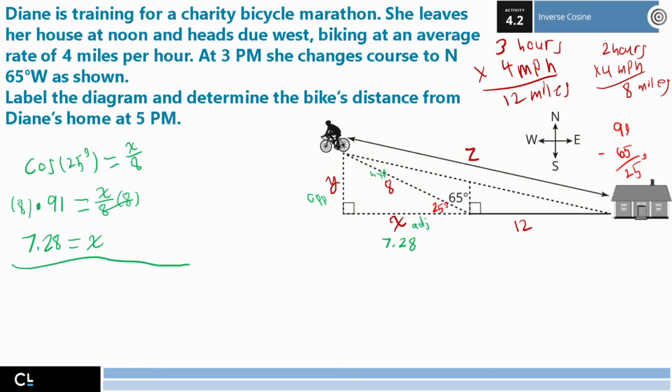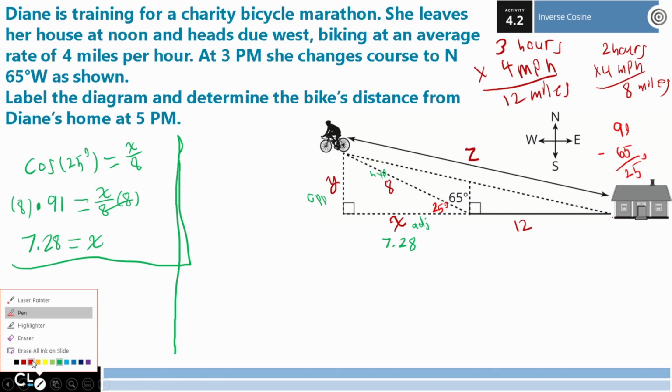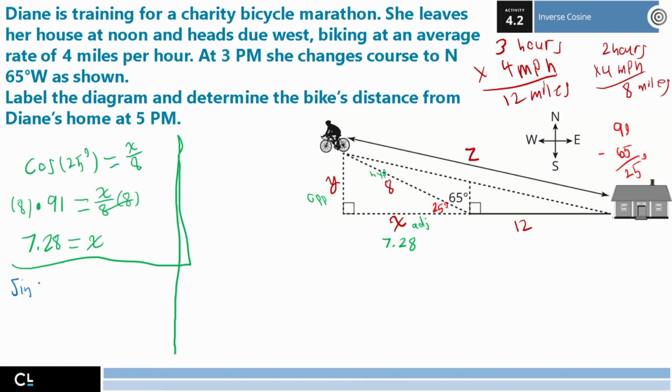Now let's find my next value. My next value is going to be Y. And Y is now my sine, opposite over hypotenuse. So sine of 25. We'll say sine of 25 degrees is equal to Y over 8, my opposite over hypotenuse. Once again, plug the sine of 25 into our calculator.